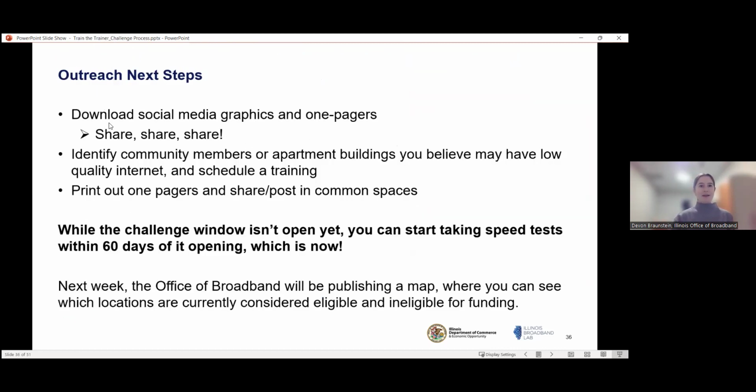Okay, outreach next steps. Share. We'll have these social media graphics and one-pagers you can download. Again, print them out, post them on social media. I think general awareness is great, but really those one-on-one trusted relationships that you can tap into will be most effective to get someone to go from just seeing that this process exists to actually taking the speed test on 3 separate days. Like I mentioned, you can start taking speed tests within 60 days of the challenge process opening, which is now.